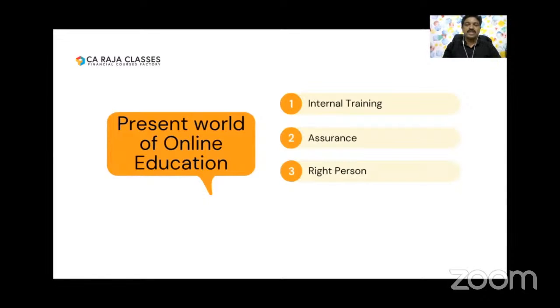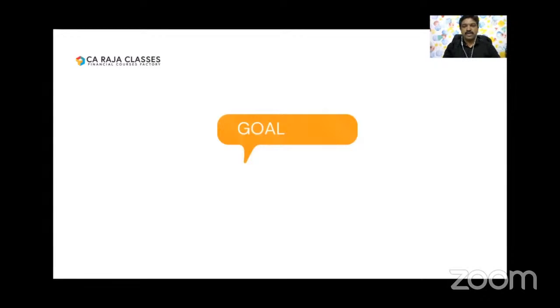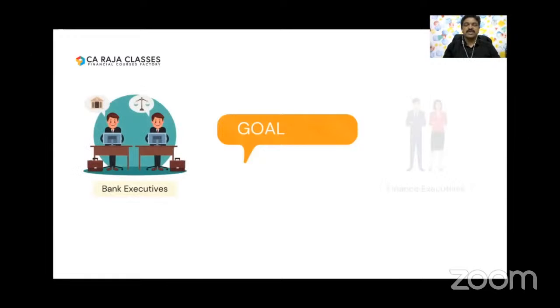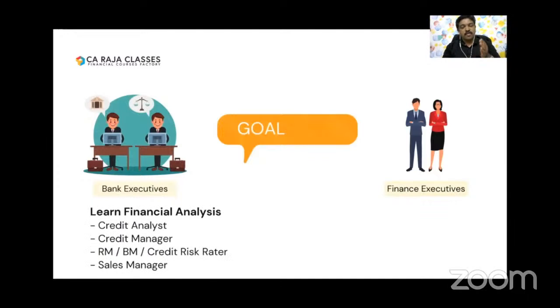So what is the objective of this program? My goal is basically to help two types of executives: bank executives and finance executives. Bankers should learn financial analysis because when they sanction a loan to a borrower, they do credit appraisal and credit analysis, and in that, financial analysis is the core. So bank executives, especially credit analysts, credit managers, relationship managers, branch managers, credit risk managers, and sales managers, should have a good knowledge of credit and financial analysis.